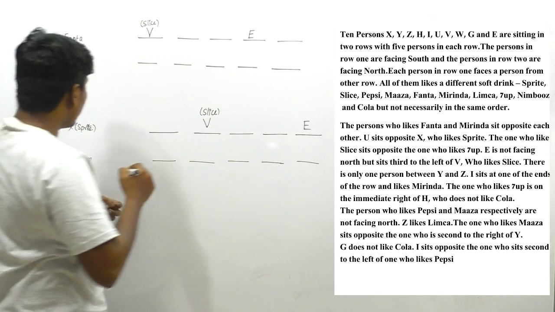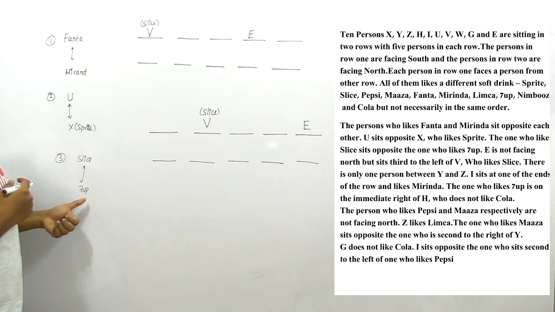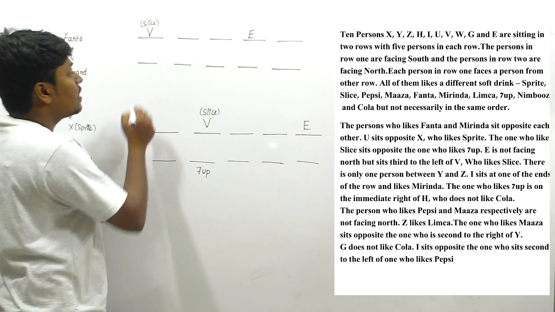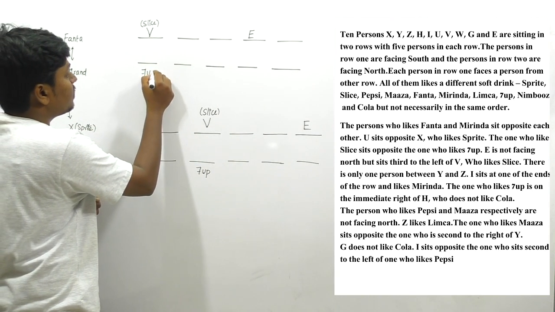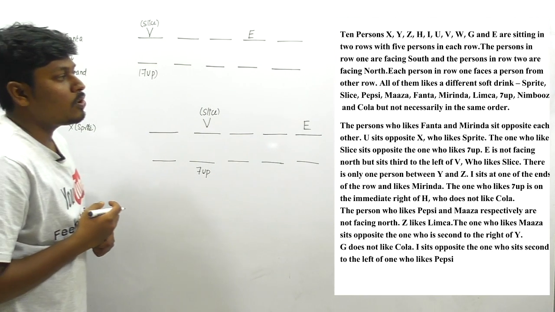And we already know one clue, listen carefully, friends, that Slice and 7-Up are sitting opposite to each other. So I can definitely say that this should be 7-Up and here this should be 7-Up. So we can rub off this clue they have given, right? Okay, let me move on to the next point.